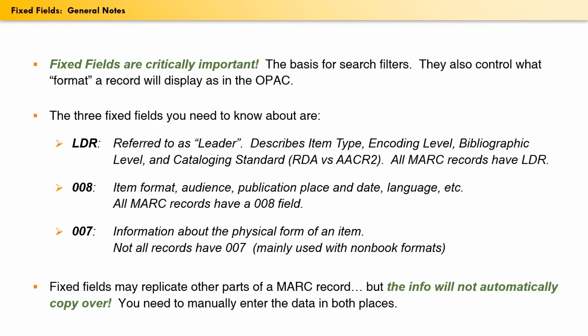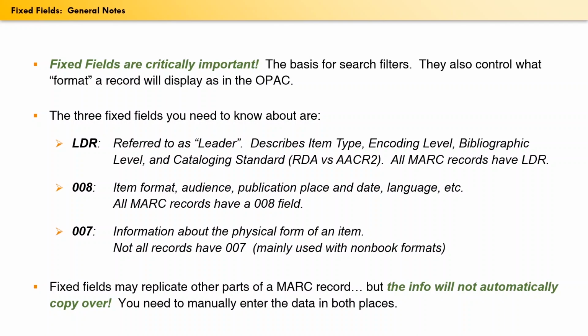Fixed field data provides the basis for search filters. If you want to sort your search results from most recently published to oldest published, the years that sorting is based on will come directly from fixed field coding. If you want to restrict your search to only retrieve things for a juvenile audience, the audience that Evergreen thinks an item is for is determined from fixed field coding.